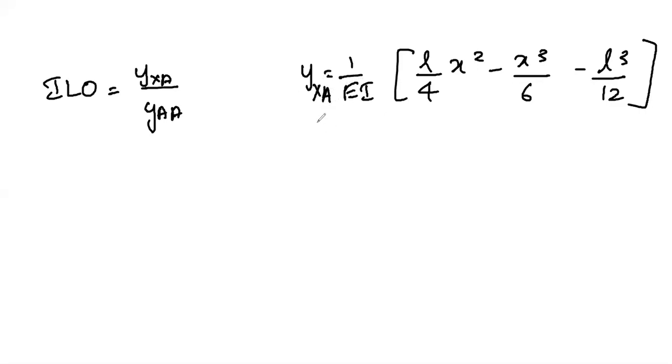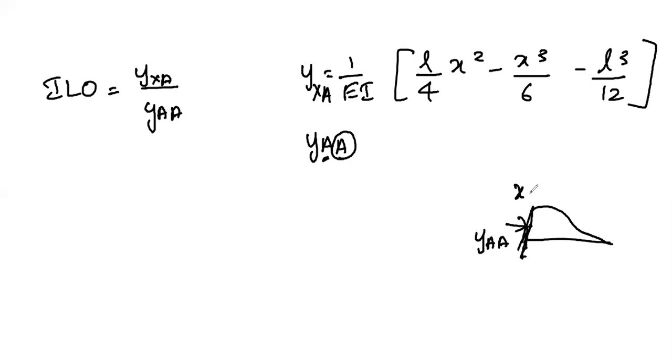Now I have to find the value of deflection at the point A due to the unit load applied at the point A. For that I am going to make the value of x equal to 0, because in the beam here only you are going to find the deflection value. Here comes your deflection value as YAA. At this point the value of x is equal to 0, so I am going to put the value of x here as 0.